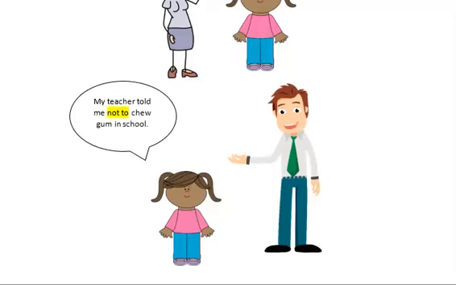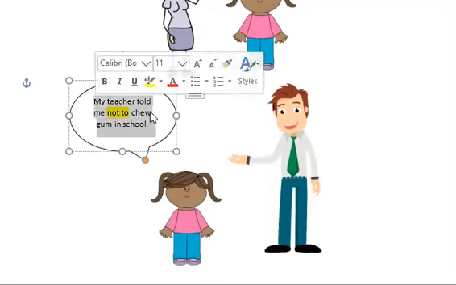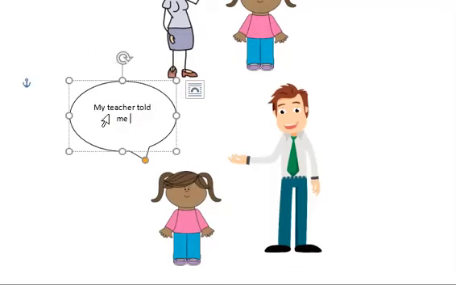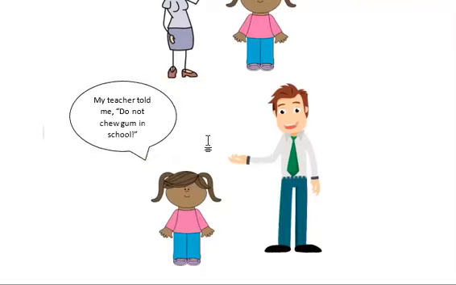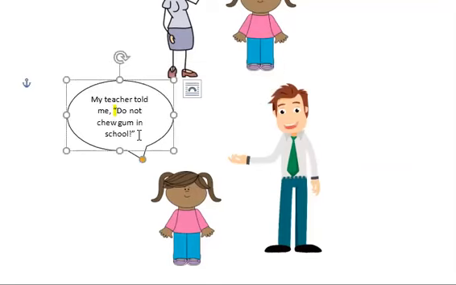Okay, if she has to say exactly how the teacher said it, she would say, my teacher told me, right, do not chew gum in school. Right, and don't forget the exclamation mark as well, so everything stays the same. And how do we know that this is exactly what the teacher said? We look at the inverted commas or the quotation marks over here.